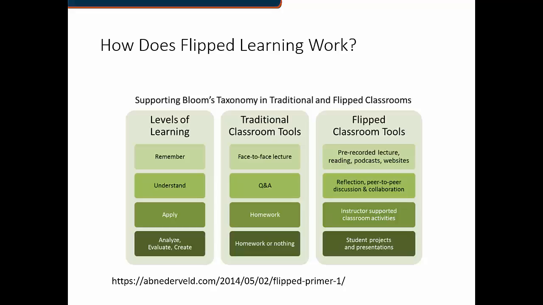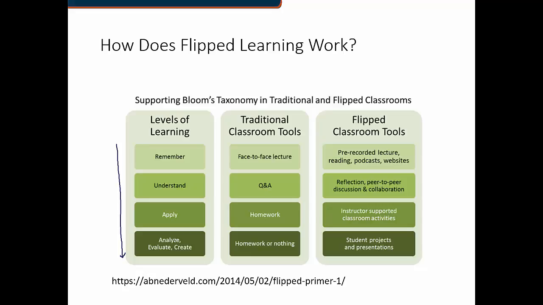So how does it work? I guess we've all talked about Bloom's taxonomy. I hope that you know what that is. But if you look at the levels of learning from lower to higher here, higher going down, remembering is a pretty low level of learning. It usually happens in face-to-face lecture with traditional classrooms. In a flipped classroom, the remember part is pre-recorded. Or it can be reading, podcasts, websites, whatever you want to do.